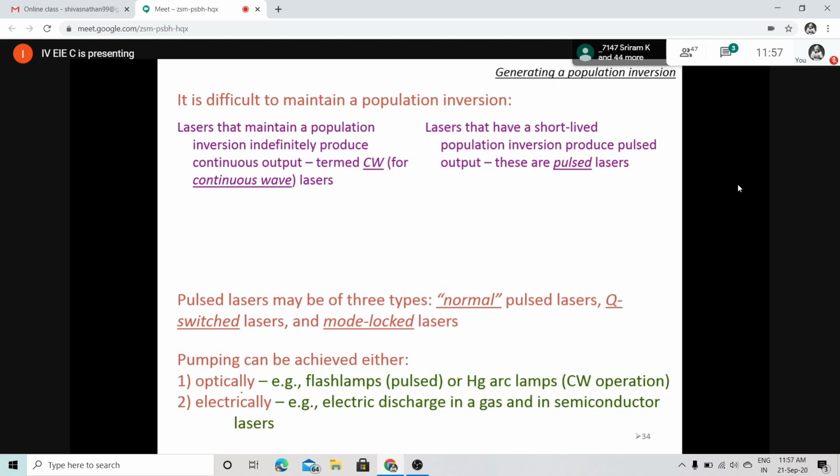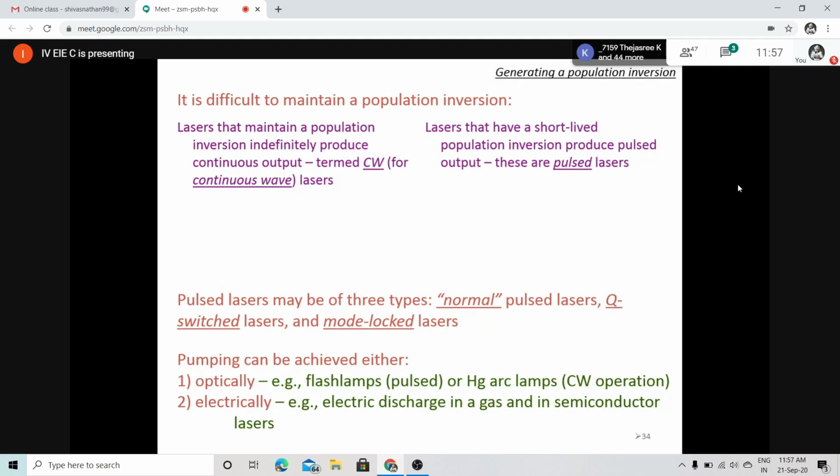In that, the very basic means of pumping are optical and electrical. By producing a high energy flashlight, even if it is pulsed or continuous operation, if I provide energy optically by supplying photons, we call that optical pumping. Clear? The same, if it is provided in terms of electrical energy, we call that electrical pumping, and we can find that in semiconductor lasers. Clear? So this is what you need to understand.